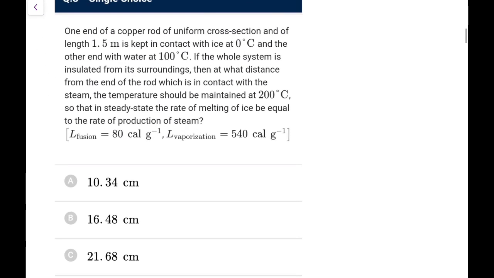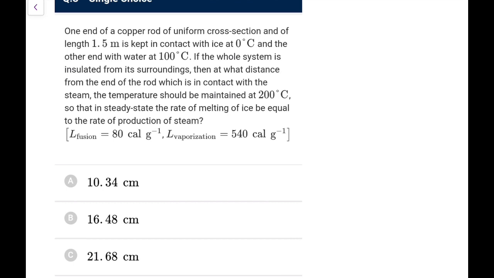Next one. An end of a copper rod of uniform cross section of length 1.5 meter is kept in contact with ice at 0 and the other end with water at 100. Whole system is insulated, that is isolated from the surroundings. Then at what distance from the end of the rod which is in contact with the steam, the temperature should be 200 degrees Celsius, so that in steady state the rate of melting of ice be equal to that of production of heat.